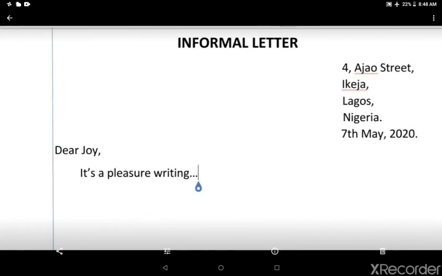That's the body of the letter. Of course, we're not going to be treating the body today. That will be another topic for another day. We are going to be taking that one properly. But structurally, you are supposed to leave enough space for your paragraph. You can see the space between there now. The space is wide enough to show that a paragraph is starting here. So it's a pleasure writing. Of course, we are going to continue that one in the next episode of this lesson.